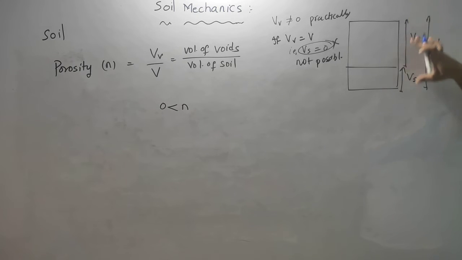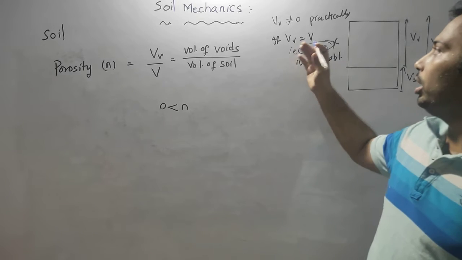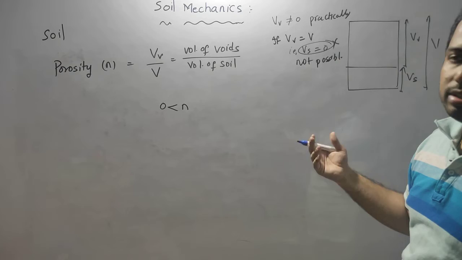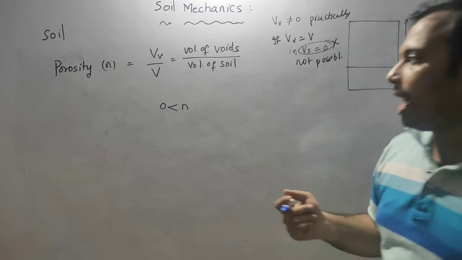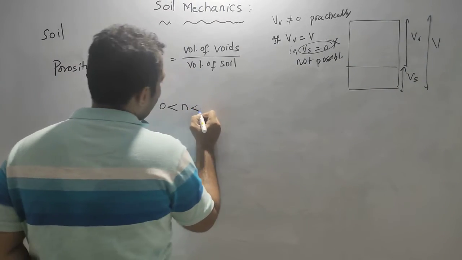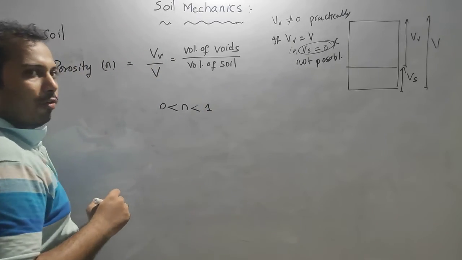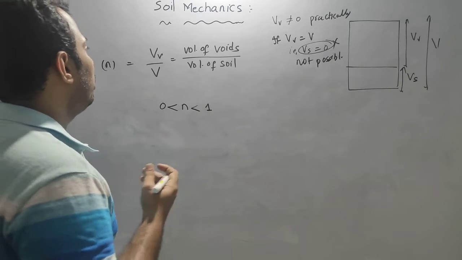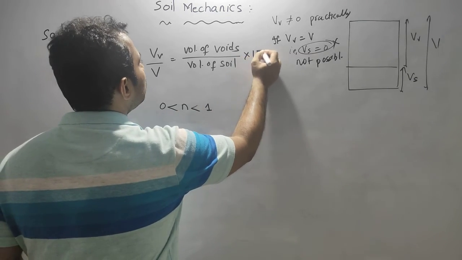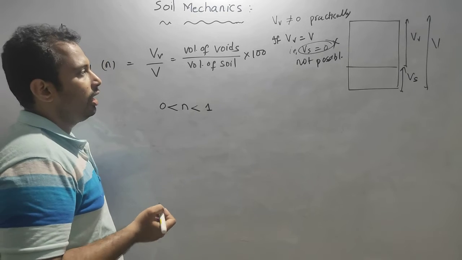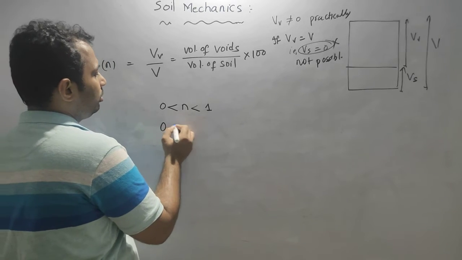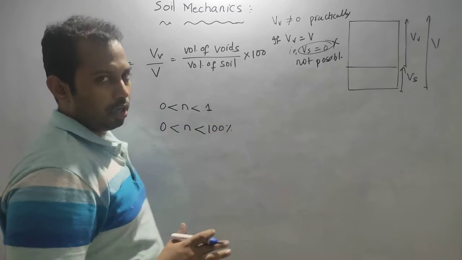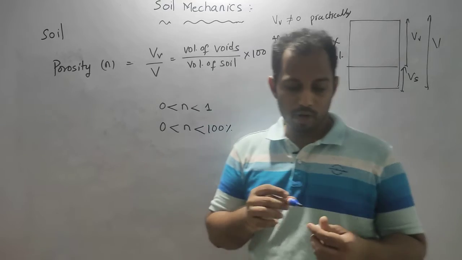That means the maximum value, if Vv is equal to V, then n is equal to 1. But Vv cannot become V, that means n cannot become 1. So the maximum value of n is always less than 1. Likewise, if I am putting it here with 100, so if I am taking it as a percentage, then I can write it as 0 < n < 100%. So these limits are important for GATE.